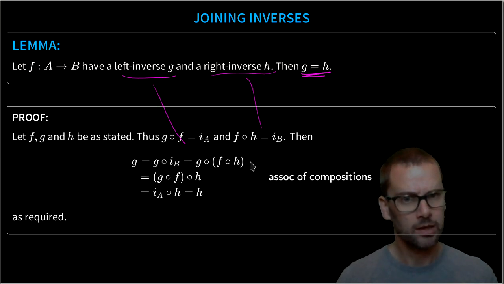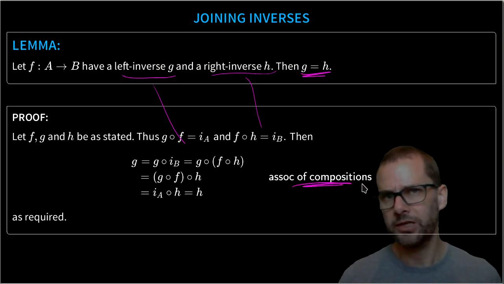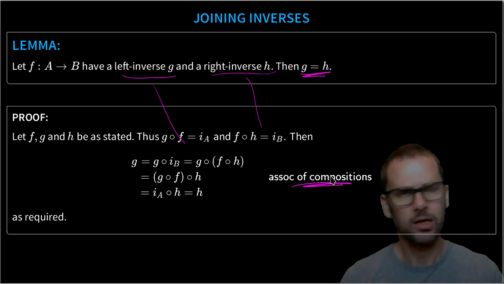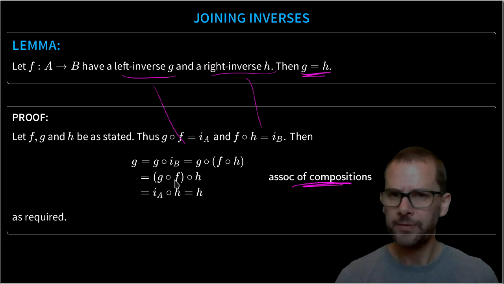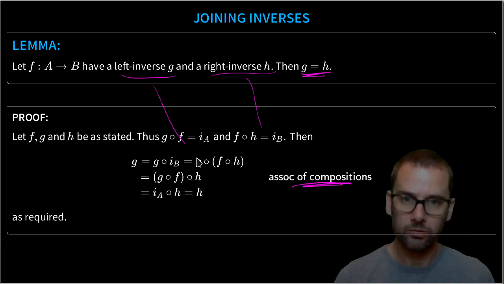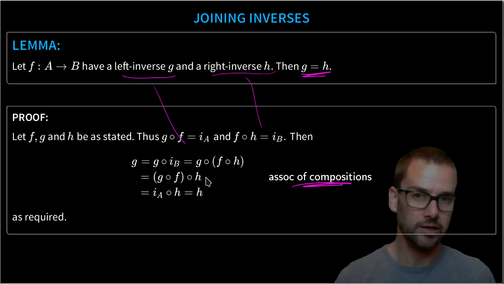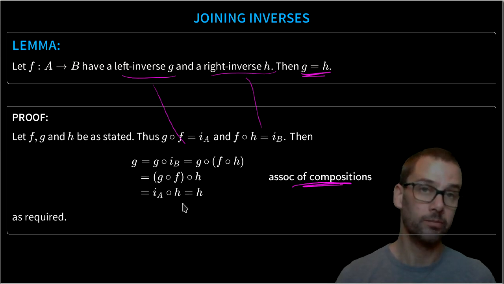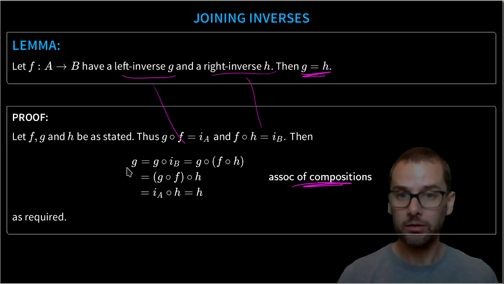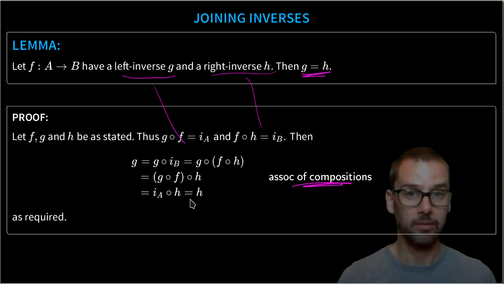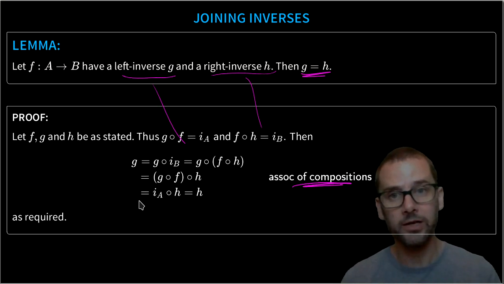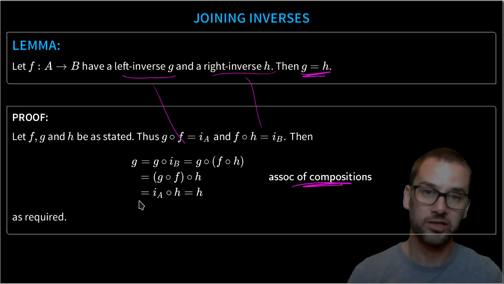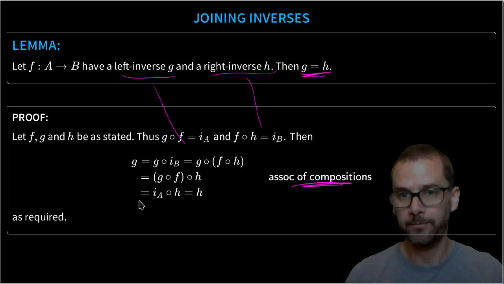Then we can use the associativity of compositions, which we didn't prove, we just stated, because proving it is quite tedious, to put the brackets the other way around and group this as g of f, of h. Well, g of f is just the identity on a, so this is the identity composed with h, which is just h. So we've shown that g and h are the same function. So if a function has both a left and a right inverse, those inverses have to be the same.